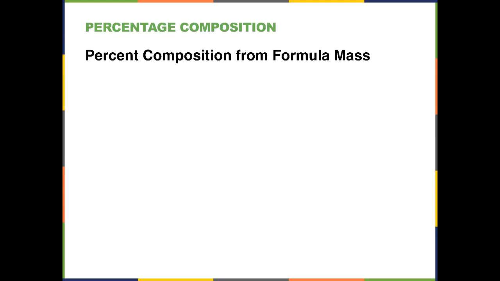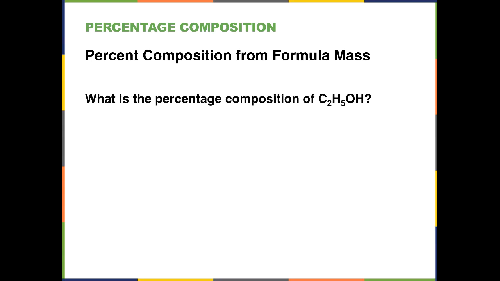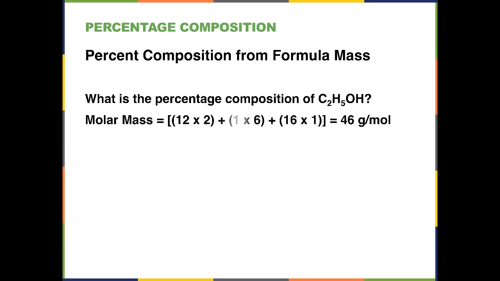Now, in order to use the formula mass to do this, from the formula of the substance, first you have to have the formula. So what's the percentage composition? This is ethanol, C2H5OH. So you have 2 carbons, 6 hydrogens, and 1 oxygen. So how would you find the percentage composition of that? First of all, you would find the total, which is the molar mass, 12 times 2 plus 6 times 1 plus 16 times 1, or 46 grams per mole.